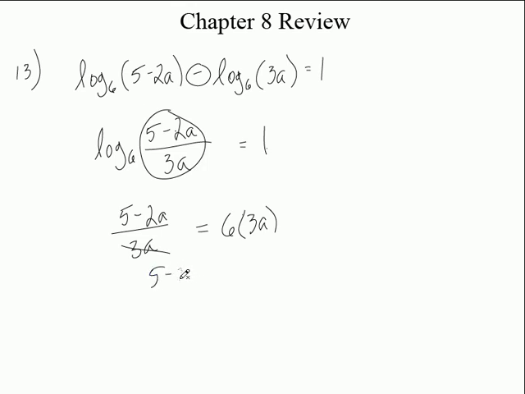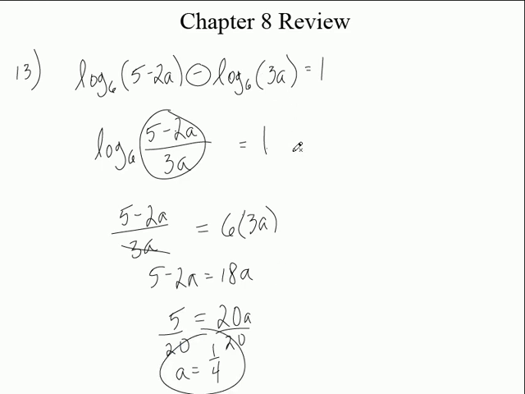Now it's just basic algebra. That's 18a. Let's see, added 2a, which is going to give you 20a, and that equals 5. Divide by 20, and so a is what? 1/4. Alright? Let's make sure that, remember, when we take the log of something, we call this the argument. The argument has to be what? It's got to be positive.